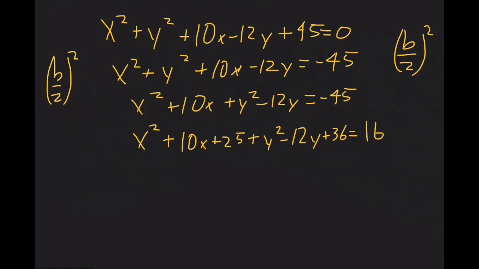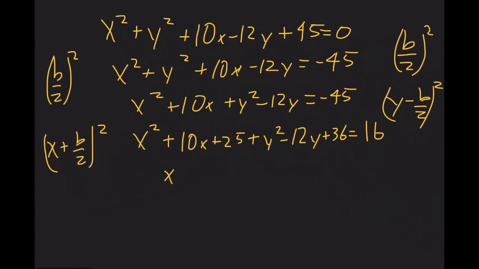Alright. So now we're going to want to simplify both x² + 10x + 25 and y² − 12y + 36 with (x + b/2)², and then with (y − b/2)². So for x it will be (x + 5)² + (y − 6)² = 16.